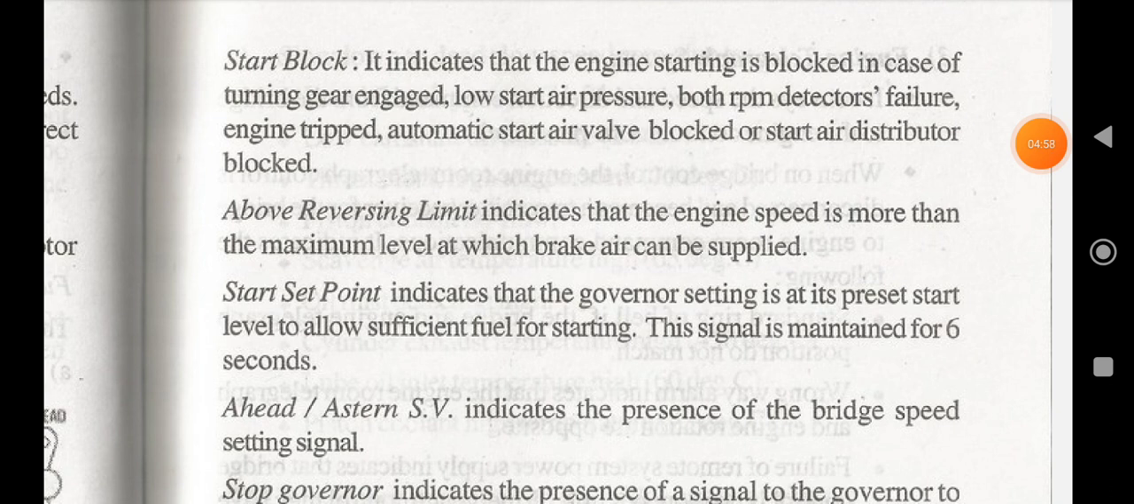Start block. It indicates that engine starting is blocked in case the turning gear is engaged, low start air pressure, both RPM detectors failed, engine tripped, automatic starter valve blocked or starter distributor blocked. Above reversing limit, this indicates engine speed is more than the maximum level at which brake air can be supplied. Start set point, this indicates governor setting is at the preset start level to allow sufficient fuel for starting. This signal is maintained for 6 seconds.